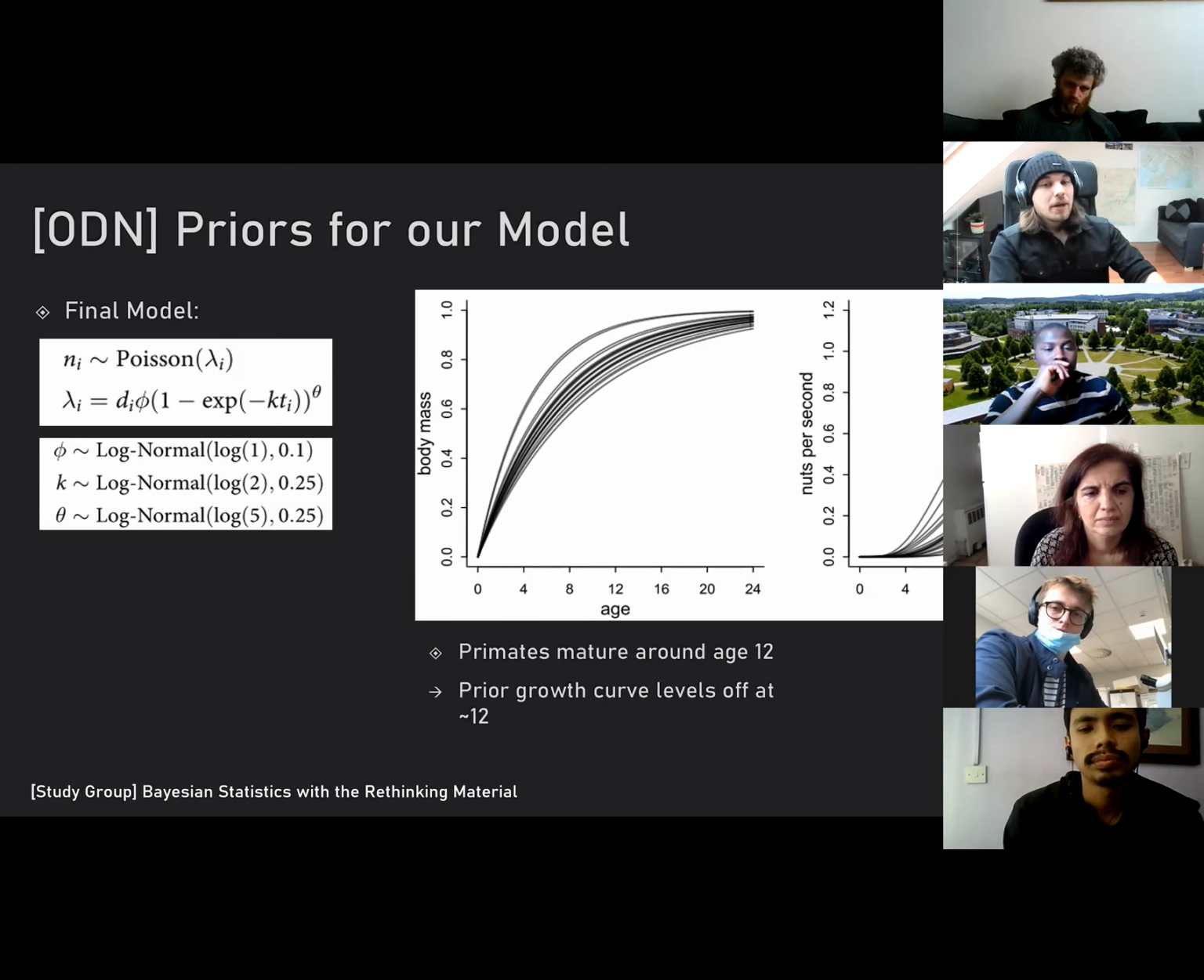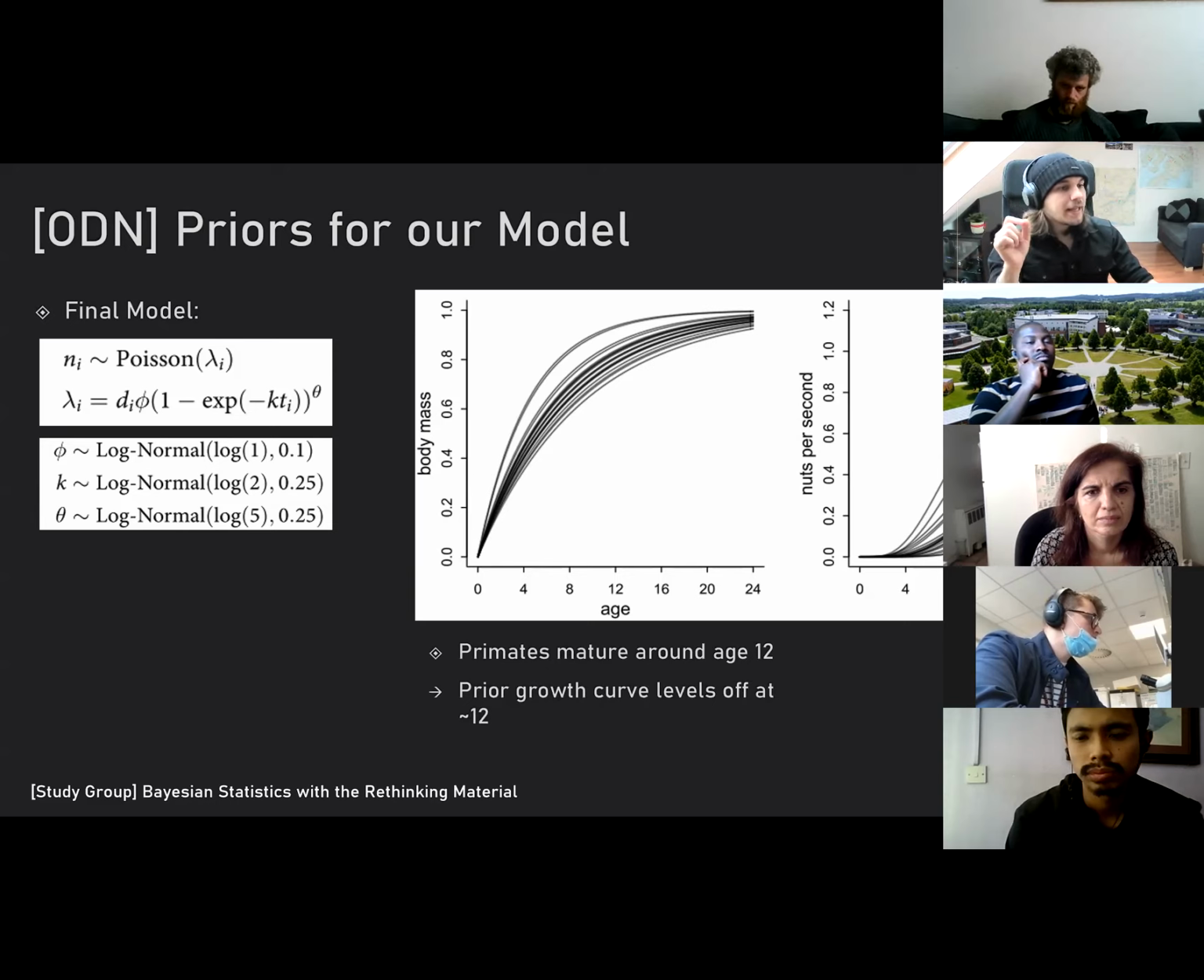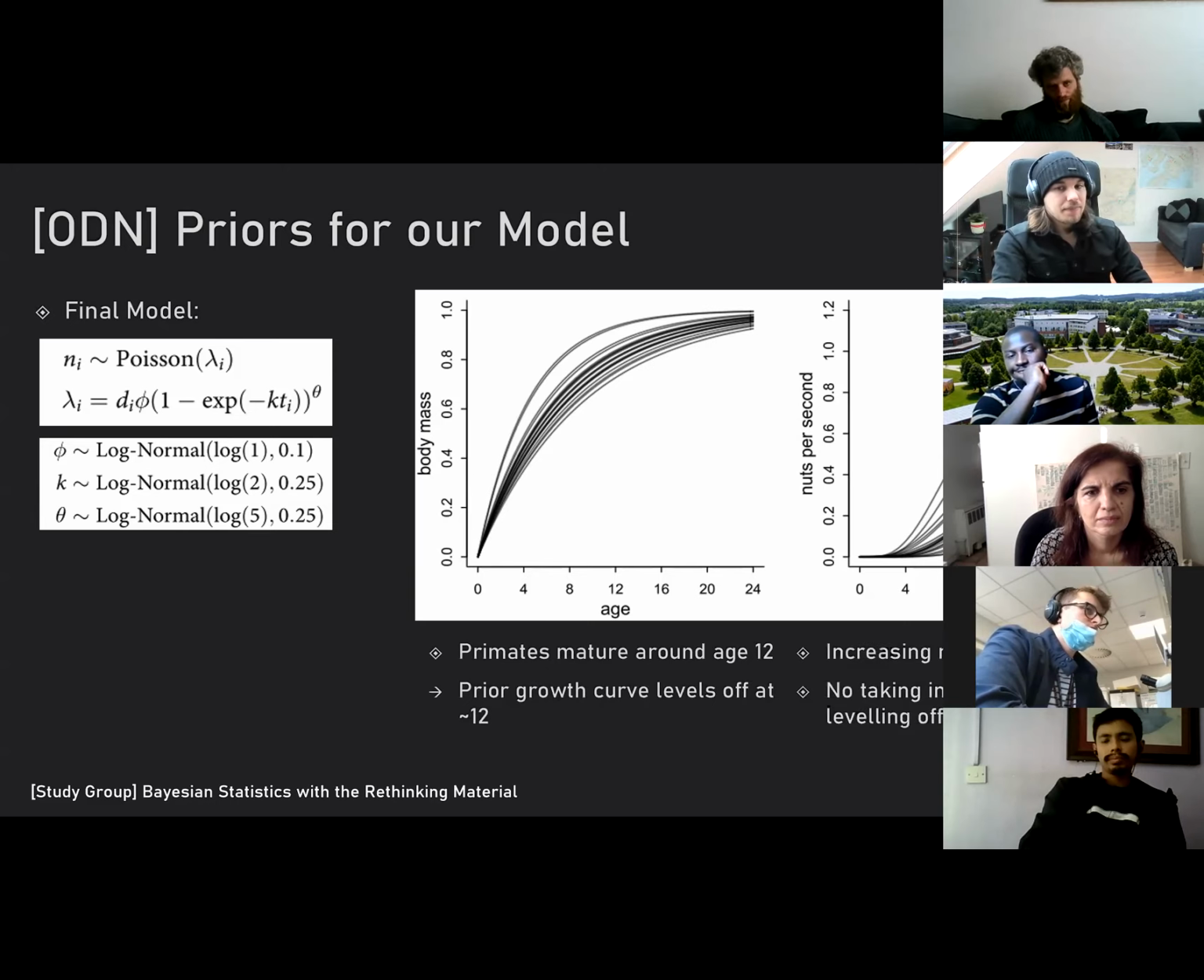First of all, primates mature around the age of 12, meaning as you hit age 12, your body mass should probably level out, or at least start to level out. You can still grow heavier once you've matured, but probably not by as much as when you were juvenile and still aging. And that's why we want to go with those priors on the left-hand side.